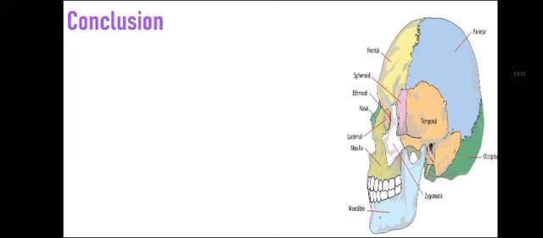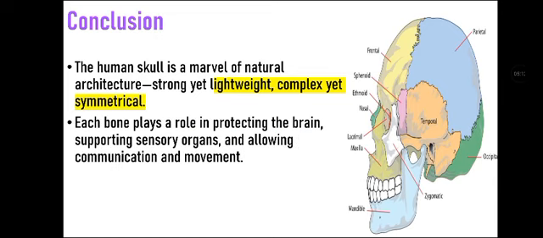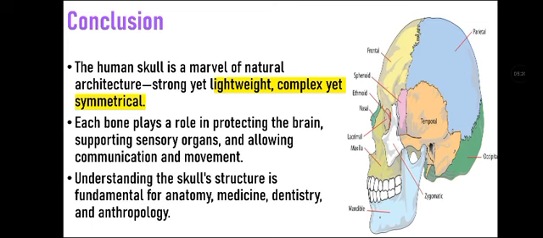Now let's talk about the conclusion of this lecture video. The human skull is a marvel of nature's architecture, strong yet lightweight, complex yet symmetrical. Each bone plays a role in protecting the brain, supporting sensory organs, and allowing communication and movement. Understanding the skull structure is fundamental for anatomy, medicine, dentistry, and anthropology.